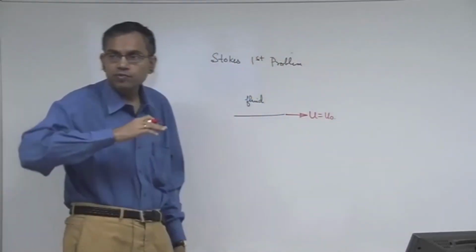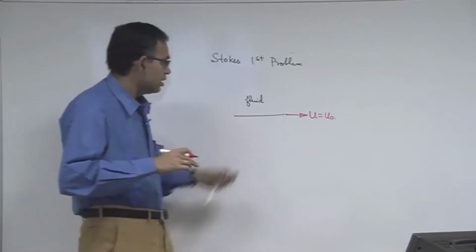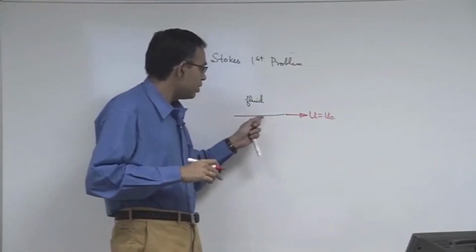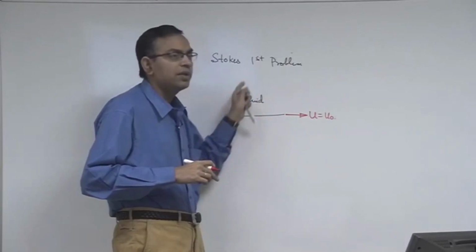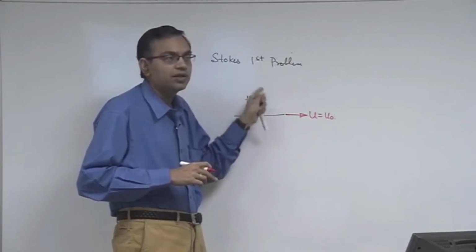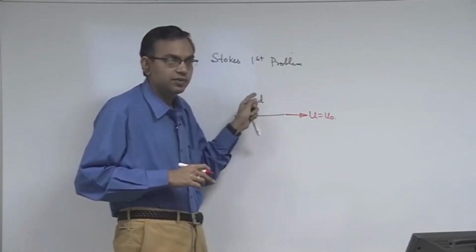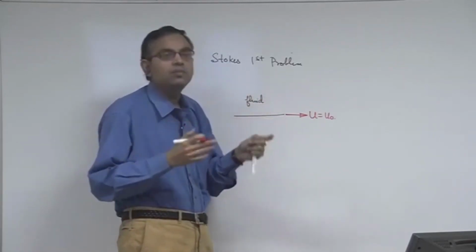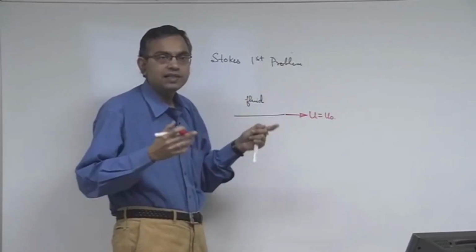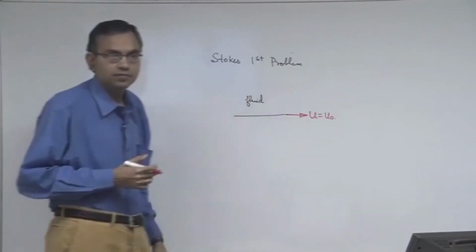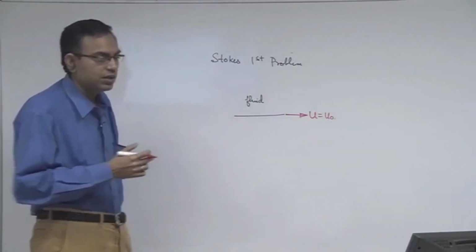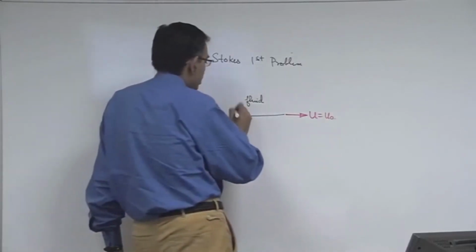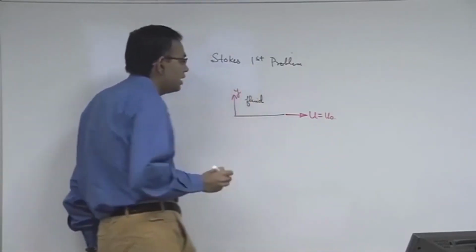Then because of the movement of this plate, there will be a disturbance in momentum in the fluid which will be propagated by virtue of the fluid property viscosity. So, we want to see how this momentum disturbance gets propagated as a function of position and time, that is as a function of the y coordinate and the time coordinate.